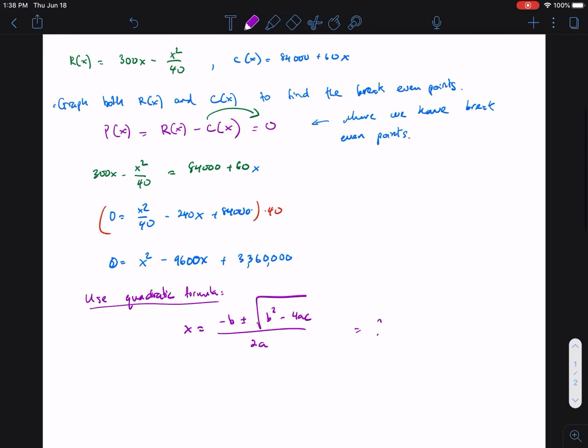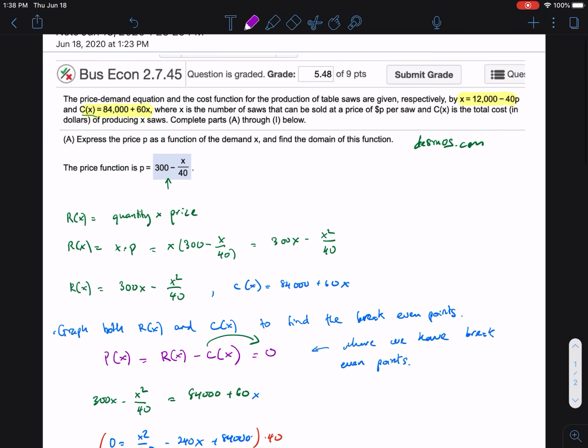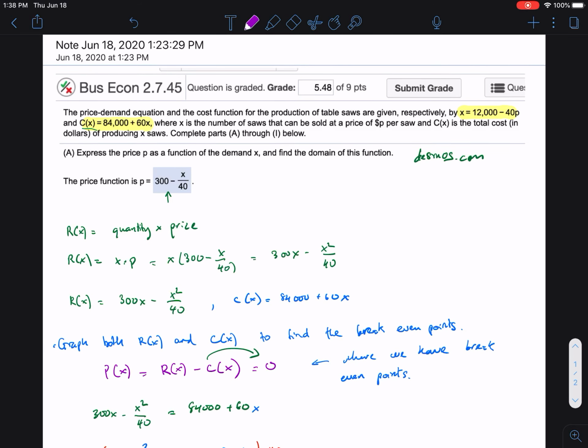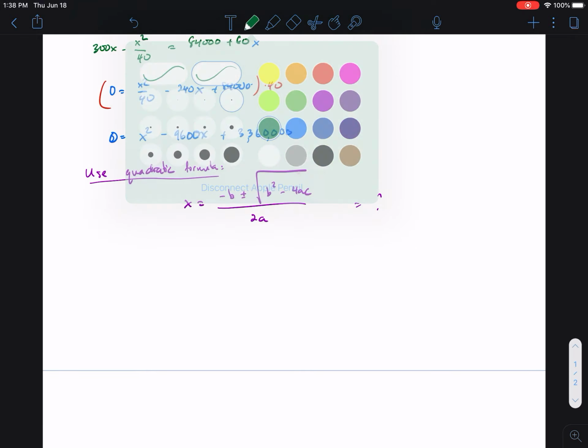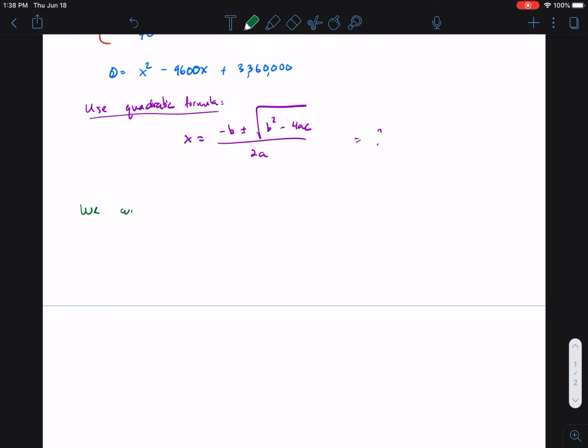Another thing in this class, most of the problems we're doing are applications, and applications are trying to mimic the real world as much as possible. So these functions are not nice functions. They're huge numbers if you try and graph this here. So instead of doing this by hand, we're going to graph and find the intersection points. The intersection points will be the break-even points. Okay, so break-even point.